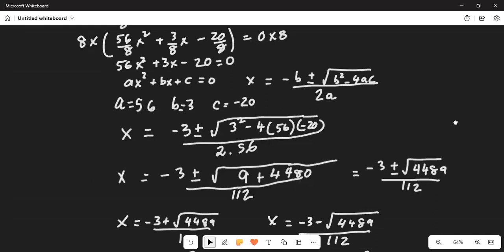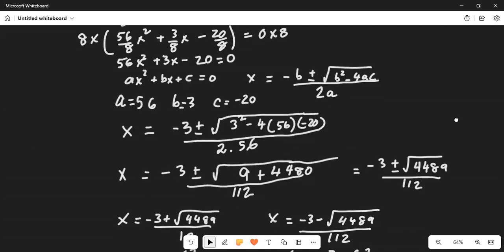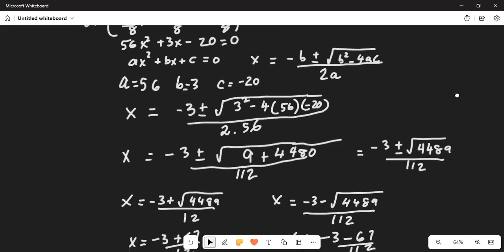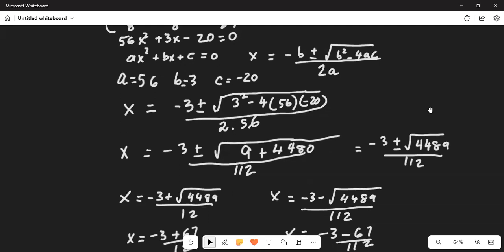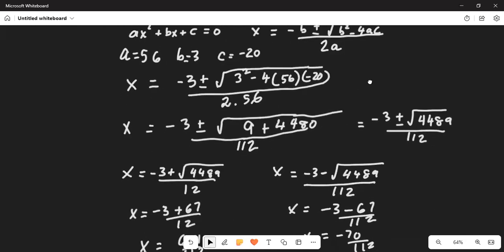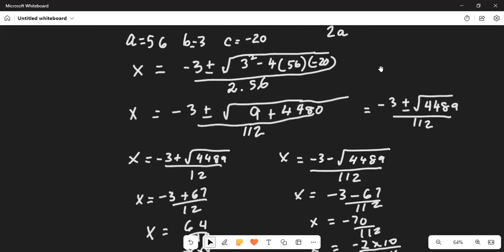x equal to minus b, which is minus 3, plus or minus the square root of b squared, which is 9, minus 4ac, which is 4 times 56 times minus 20. And there are two negative signs, minus 4 and minus 20, which will make it positive. And I use the calculator. 4 times 56 times 20 is 4480. Now I add 9. So it becomes minus 3 plus or minus the square root of 4489.